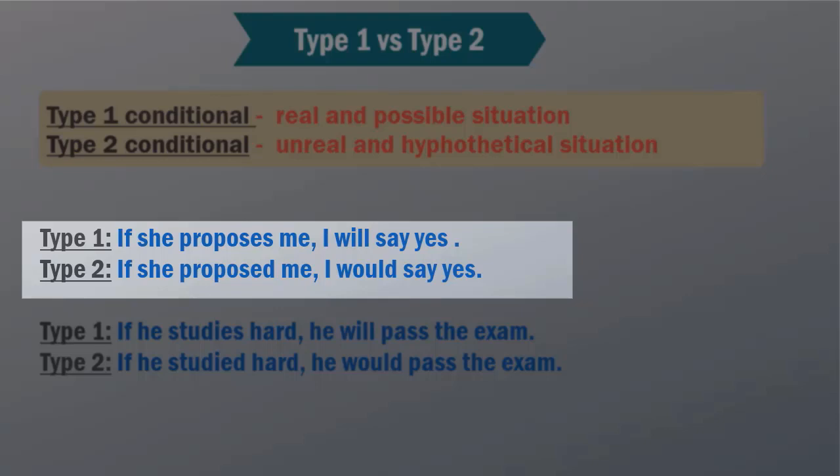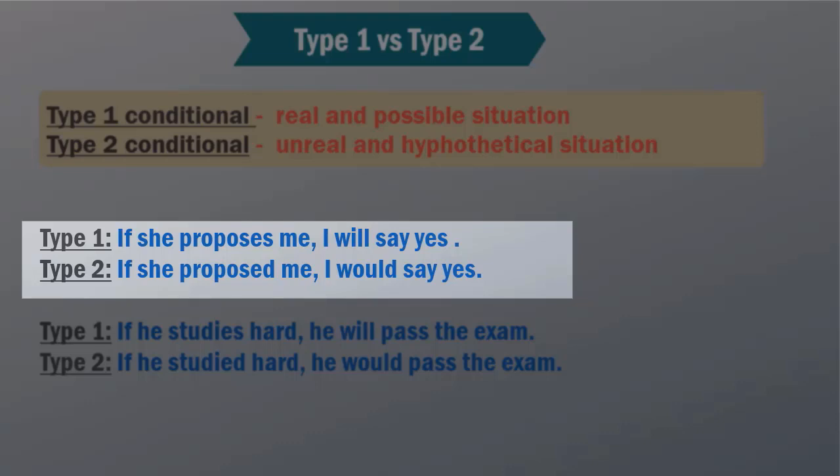This can happen. In the second conditional sentence, if she proposed me, I would say yes. Buddy, I know she's not going to propose me. I know her. She loves somebody else. There is no chance. So I know nothing is going to happen, right? So I'm just assuming something.